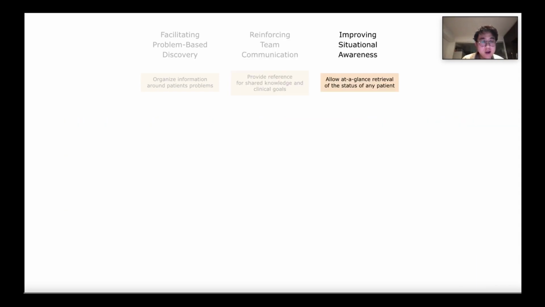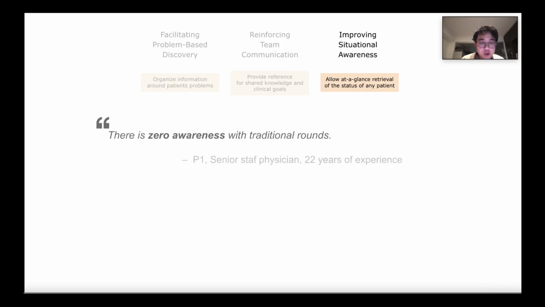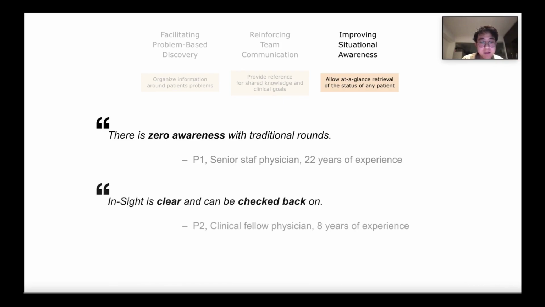Concerning situational awareness, the always visible list was generally found useful, which contrasts with the traditional round, which provides zero awareness. Participants commented that Insight is clear and can be checked back on, supporting easy rephrasal of information at any moment. Although it was also mentioned that an always visible list poses a risk to patient confidentiality.